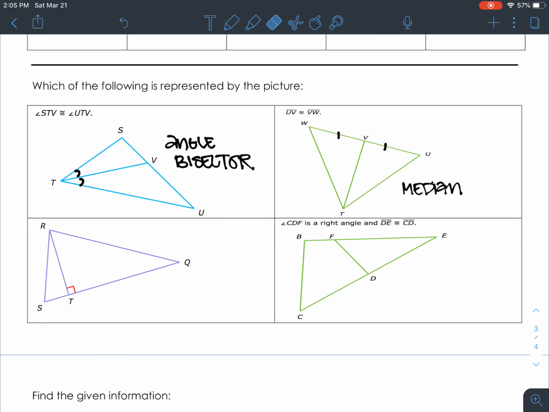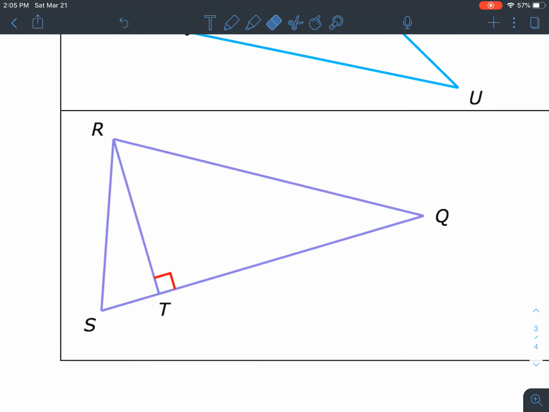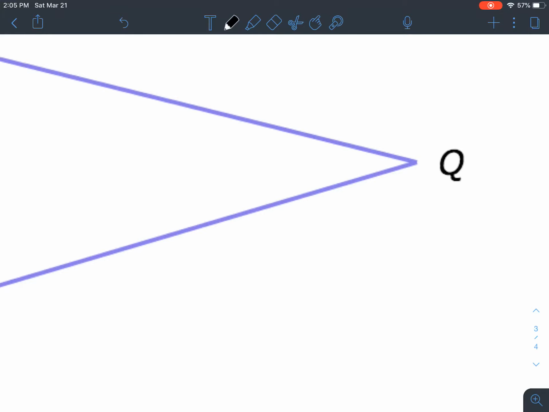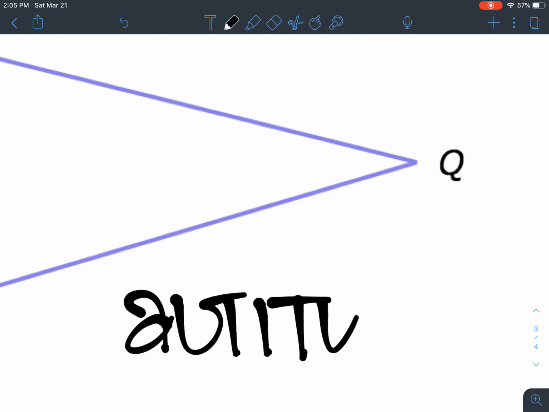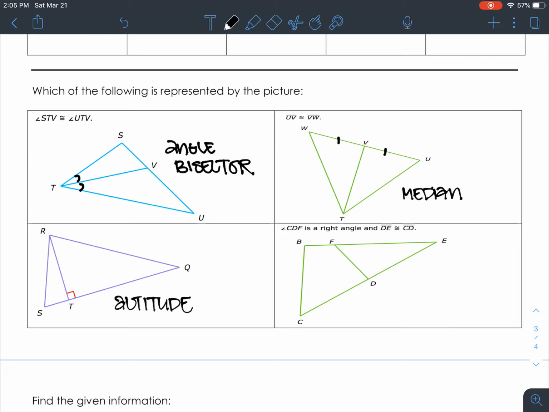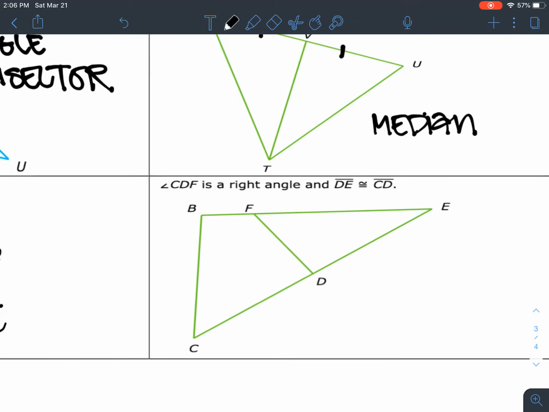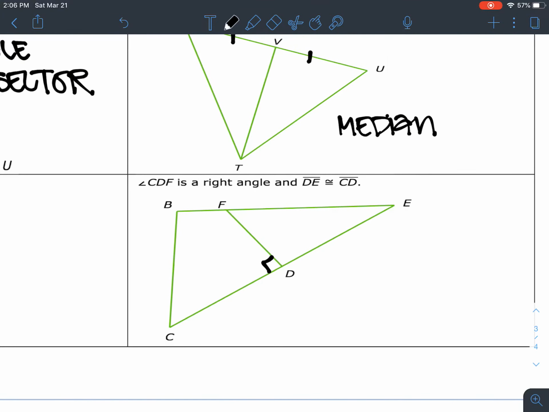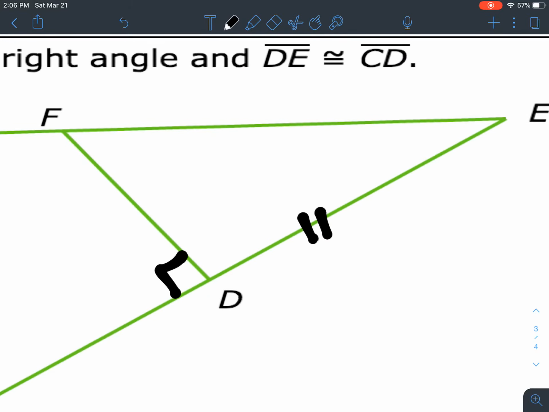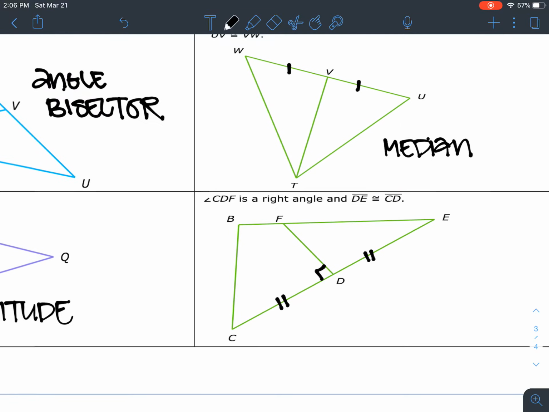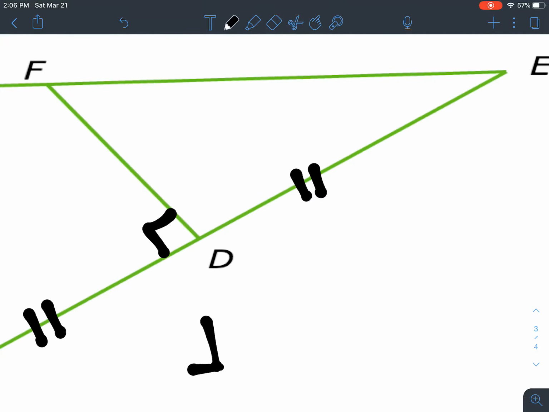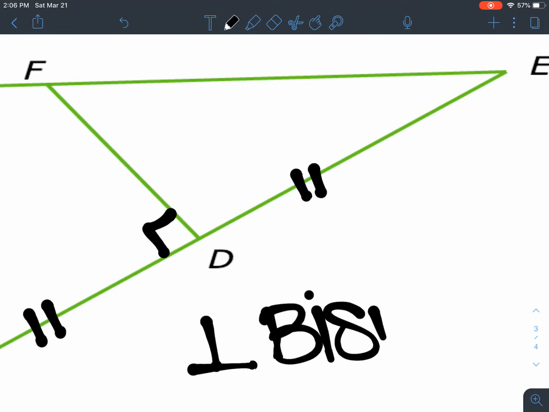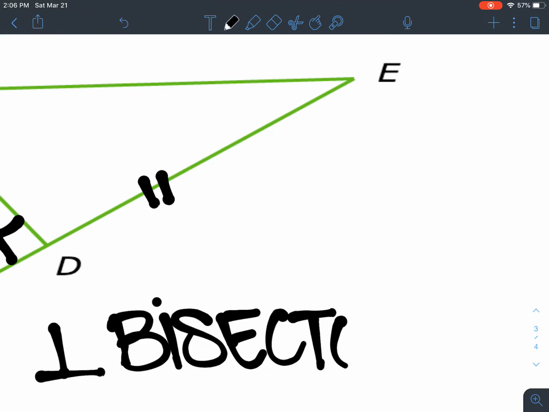For this one, for RT, we're given that it's perpendicular to SQ, which means that this is an altitude. And then our last one, we are given that angle CDF, which is not drawn to scale, is a right angle. And we're also given that DE is congruent to CD. Now, we're going off our given information, not our picture. What we have here is a perpendicular bisector, and that's because it is passing through the midpoint and it's perpendicular.